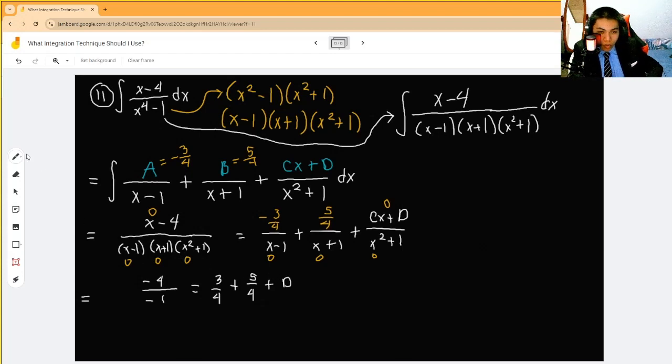Right? And then when you add this together, it will be 8 over 4, in other words 2. So we have positive 4 equals 2 plus d. Okay, and then you can subtract 2 from both sides to compute for d. So we have negative 2 here, we're subtracting it. So that means that d is equal to 2.